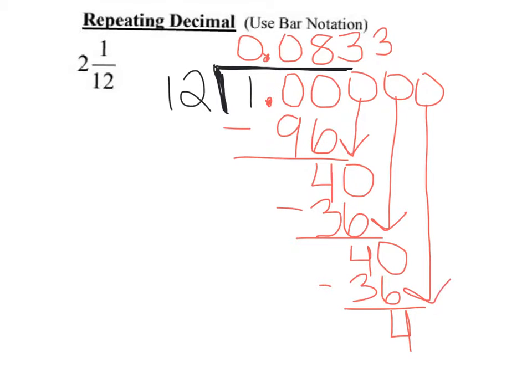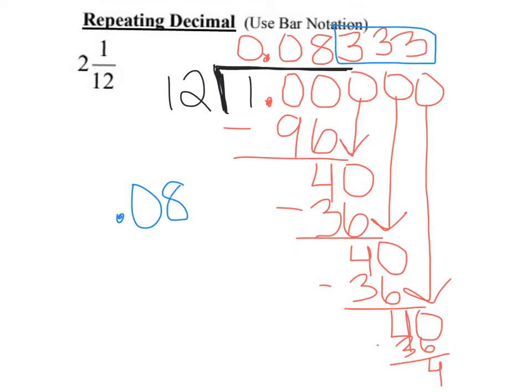Does anyone notice a pattern? Each time, we're going to have a remainder of 4. So we're going to have something that repeats. The thing repeating is our 3's. So we have 0.083. The 3 is repeating, so we'll put the bar notation over the 3. And don't forget, in your original, there was a whole number of 2.